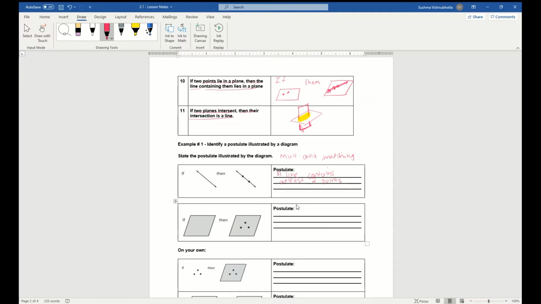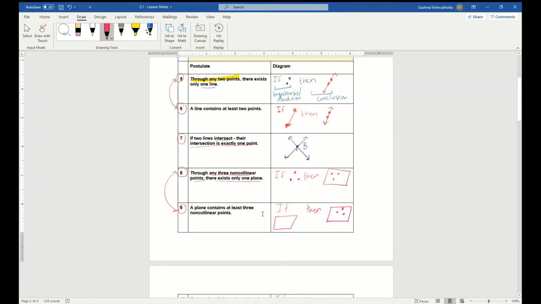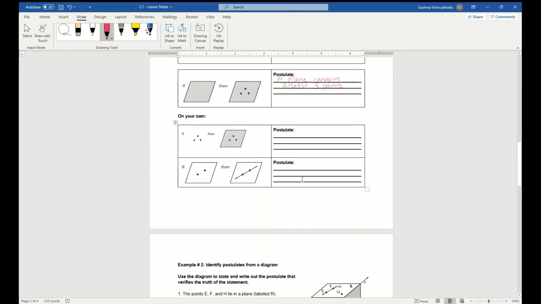Okay. Now, second example, if I have a plane, then there's 3 non-collinear points in that plane. So this, again, is very similar. Is it 8 or 9? Look at what we start with. We start with a plane. So this one is a plane contains at least 3 points. Now you can try these on your own and then check your answer, or you can continue to listen.